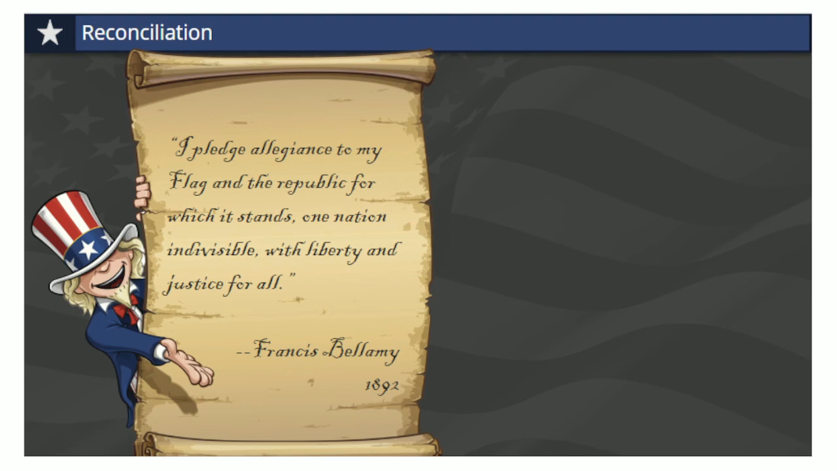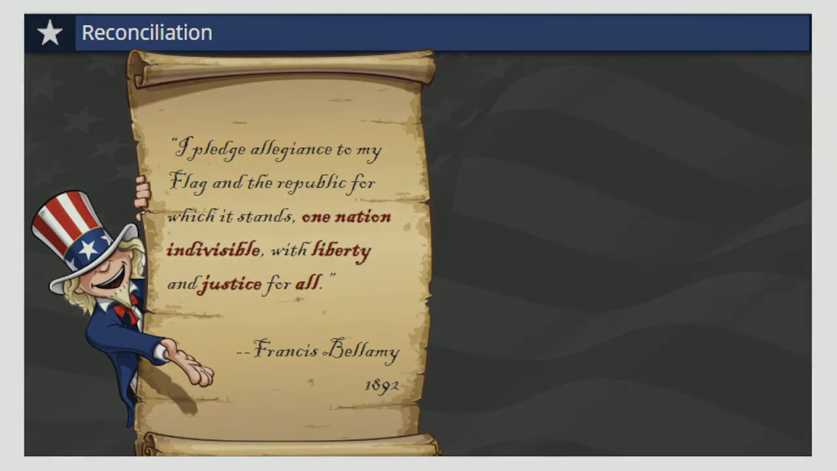I pledge allegiance to my flag and the republic for which it stands, one nation indivisible, with liberty and justice for all. You can probably see how the pledge emphasizes that the United States is one nation that cannot be divided. It also stresses the rights and freedoms of all Americans, a key part of the war's legacy.